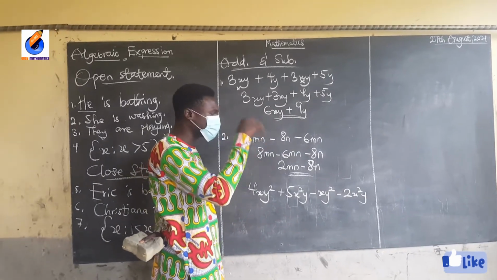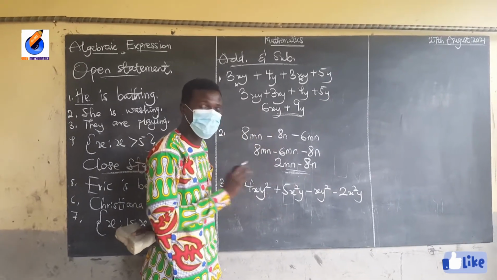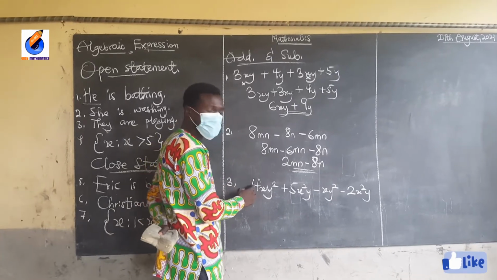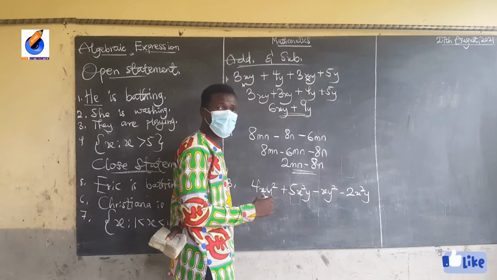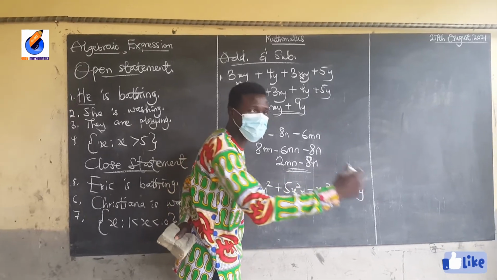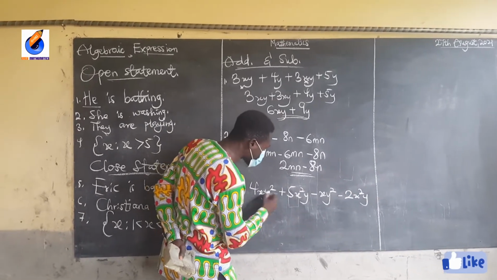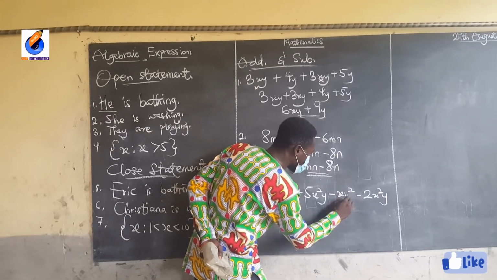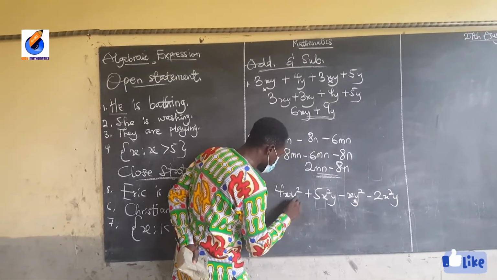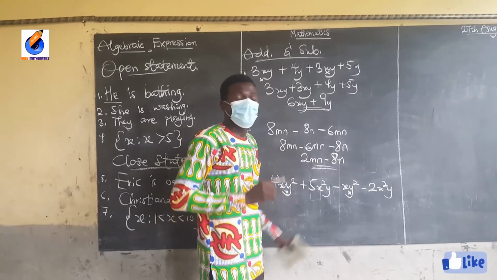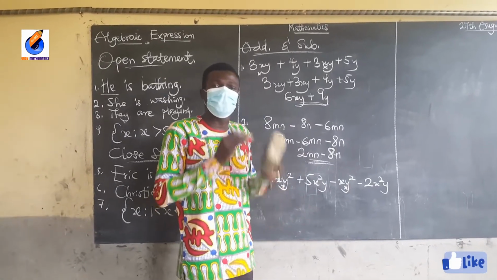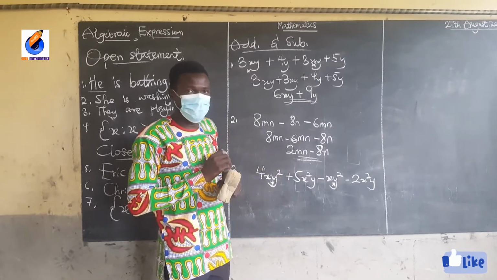Try and locate the terms having the same variables. The 4 here is having xy squared. Check and see if you can see any other xy squared. So xy squared, another xy squared. So this term and this term are like terms, because they have the same variables.